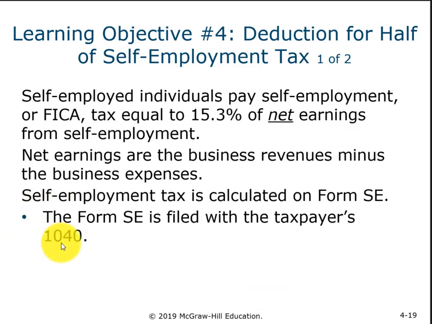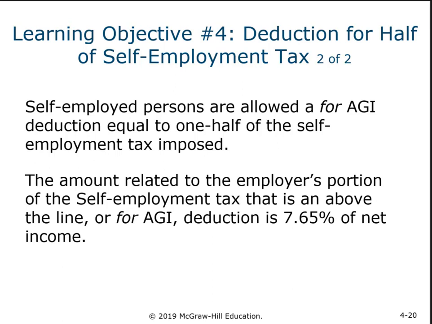So the Schedule SE is filed with the 1040, but half of that, you pay the whole amount, but half of it reduces your AGI. Okay, so you have to pay all of it, but you get to deduct half of it. So half of that is the same as 7.65% of your net earnings from self-employment, deductible for AGI on their 1040.